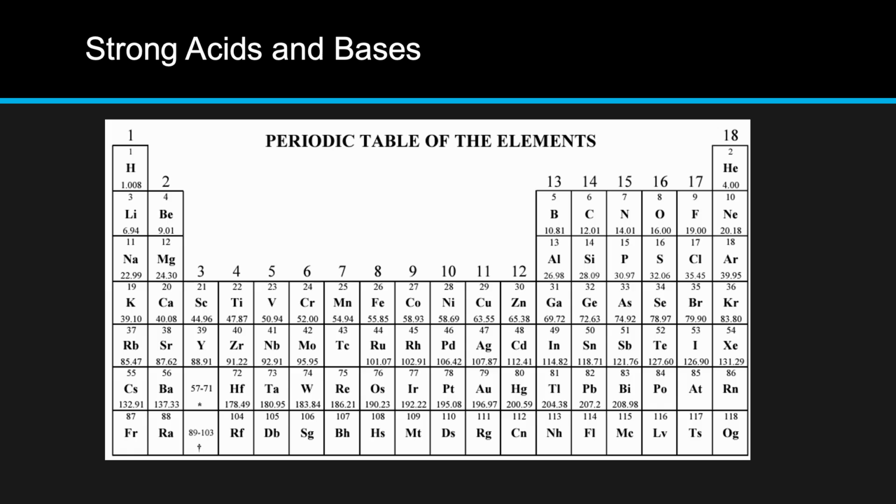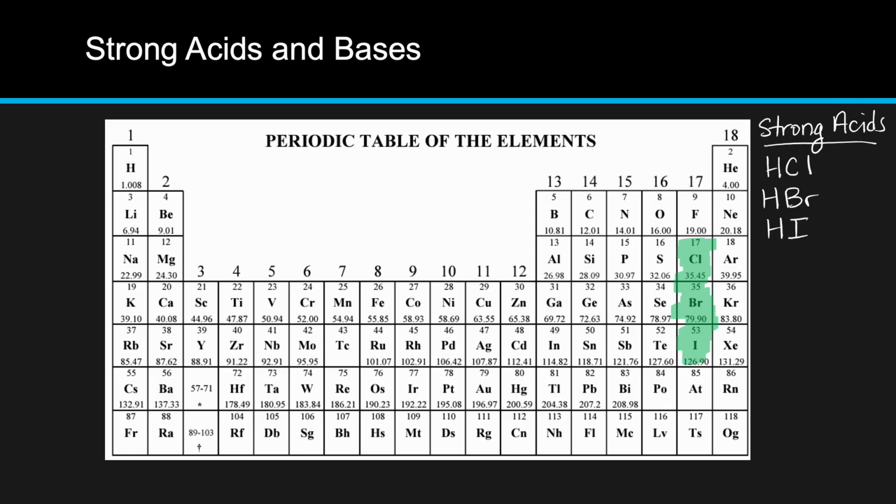Starting out with the acids, 3 of them are directly from the periodic table. We have chlorine, bromine, and iodine. Remember from our last slide, acids donate protons, so most likely they're going to have a hydrogen in front of them. So we have HCl, HBr, and HI. That's hydrochloric acid, hydrobromic acid, and hydroiodic acid.